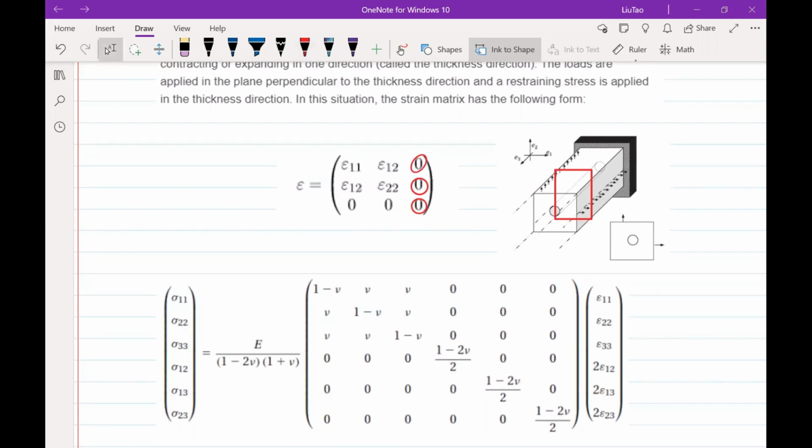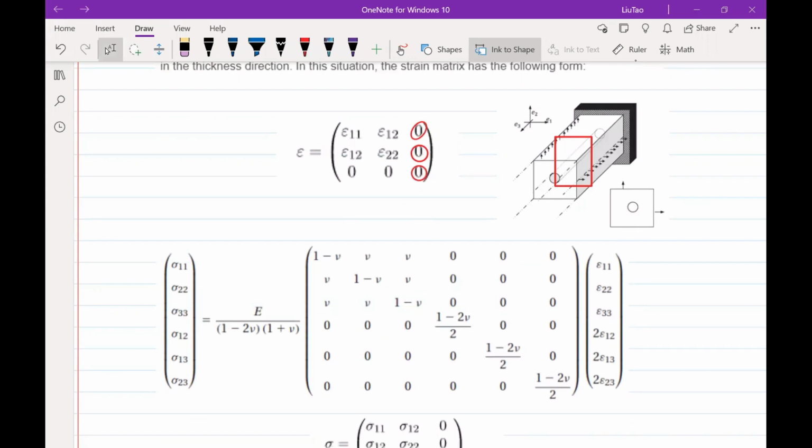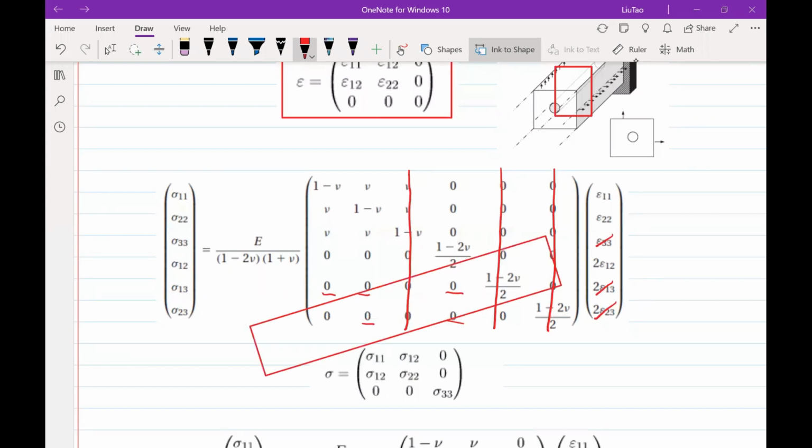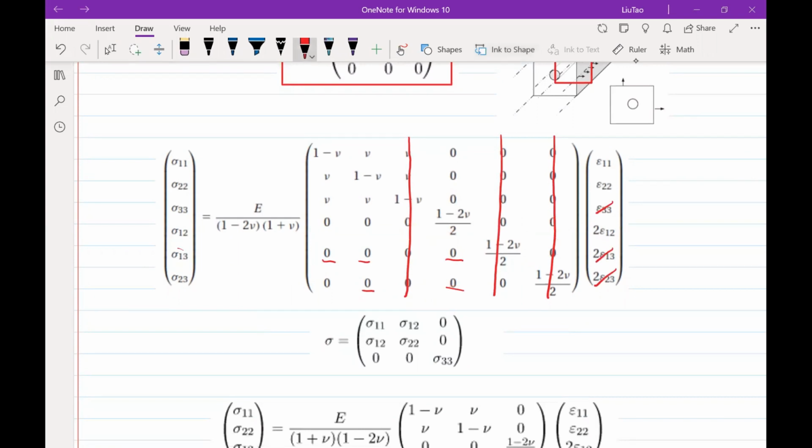So given a state of plane strain, we can also simplify the constitutive laws. When we plug in epsilon, we know that epsilon 3,3 is equal to 0, epsilon 1,3 is equal to 0, epsilon 2,3 is equal to 0. Then similarly, the third column, the fifth column, and the sixth column can be cancelled. And because the last two rows have 0 coefficients, they can be cancelled as well.